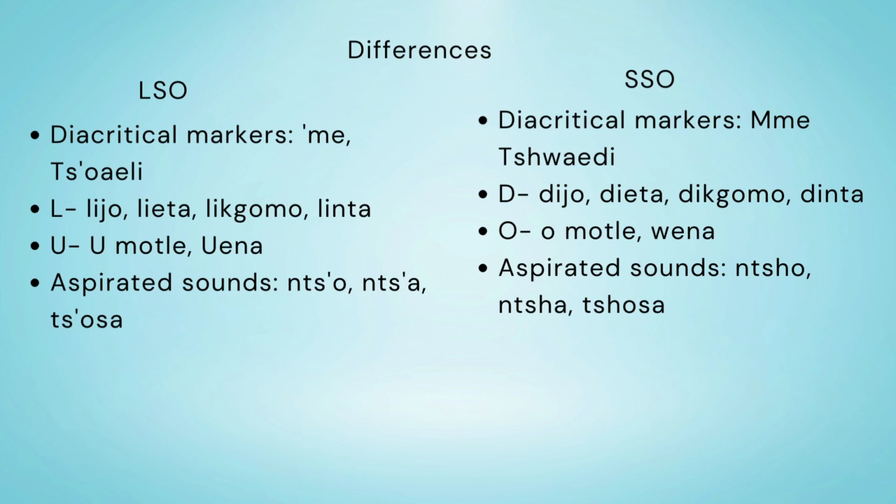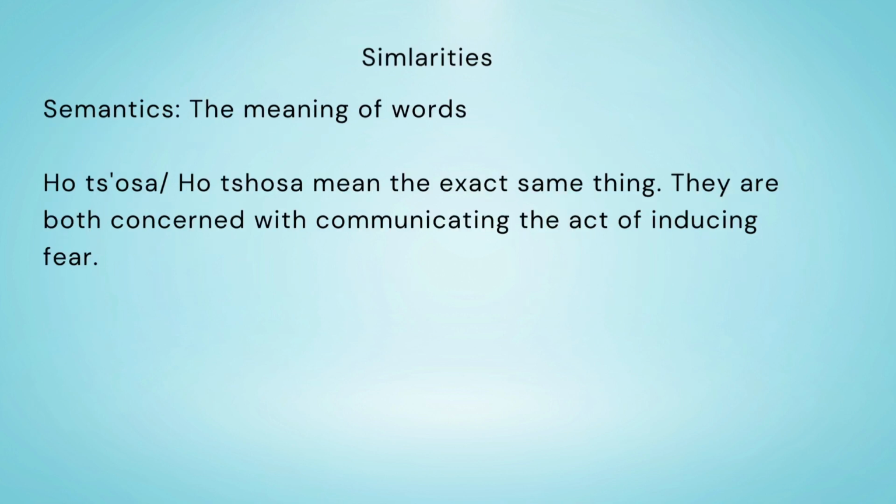Lesotho Sesotho makes use of diacritical markers for aspirated sounds, and they use L for dijo and U to say O. Whereas South African Sesotho is more overt with its graphemes. So we don't use diacritical markers to show aspirated sounds and the likes.